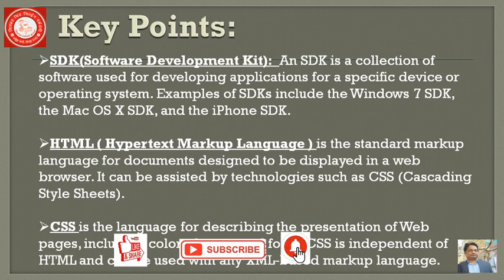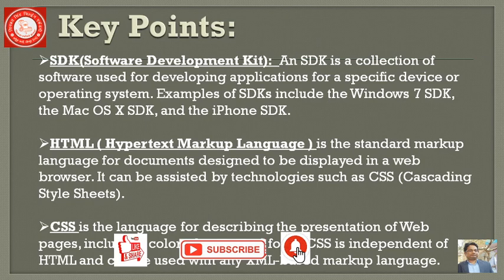For example, examples are Windows 7 SDK, the Mac OS SDK, iPhone SDK. These are a few examples. So what is happening here is that many software are combined together, and that software is used to develop an application for a specific device or a specific operating system.